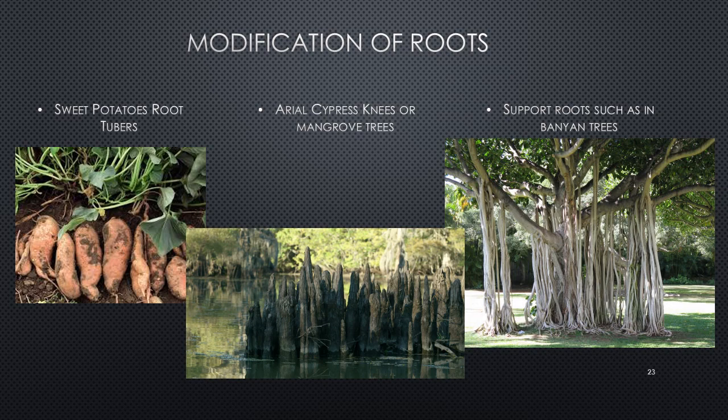And then we also have support roots. If you've ever seen a banyan tree, usually this is in a more tropical climate, but there are roots that come straight from the stems down here just to support, because these trees get very large, so there's extra support with these types of roots.